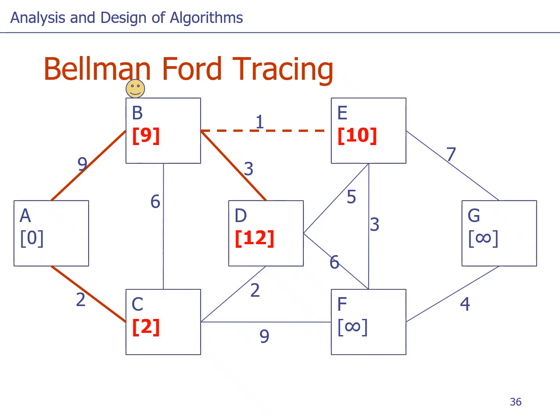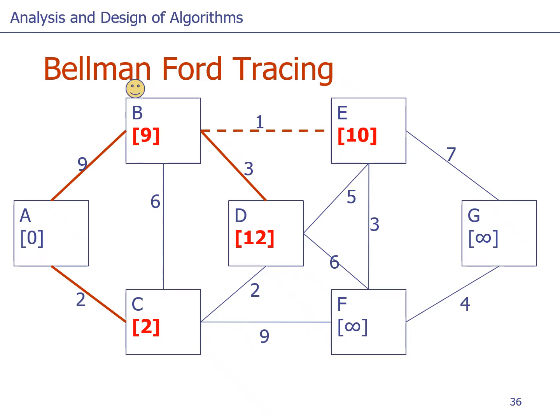Next, I will check the connection from B to C. Now, the edge value is 6, and I'm now standing at B. To go to B, the cost is 9, and to go to C from B, it's going to be 9 plus 6, which is 15.